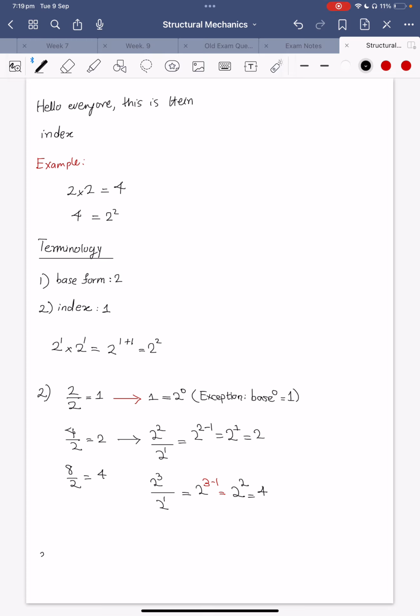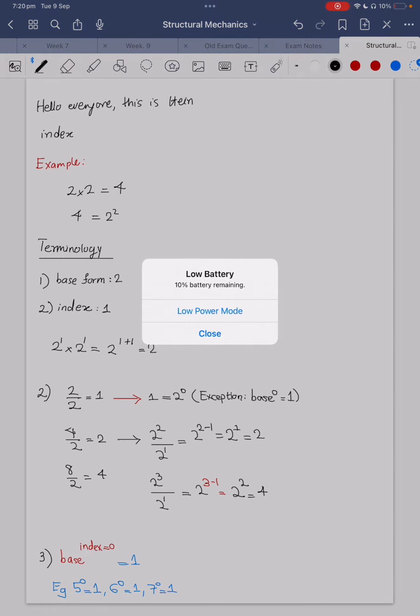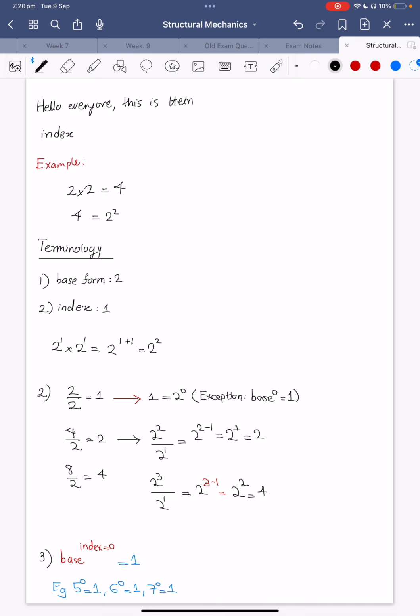Of course, let's go to the third scenario, which I want to refer back to this one. For any base, if the index is equal to 0, you will get 1. For example, 5 to the power of 0 is 1. 6 to the power of 0 is 1. 7 to the power of 0 is 1 as well.